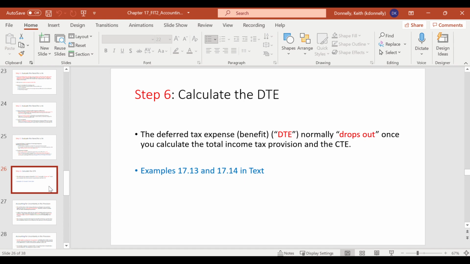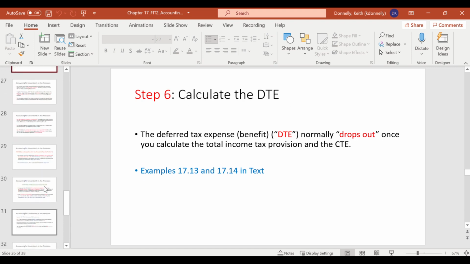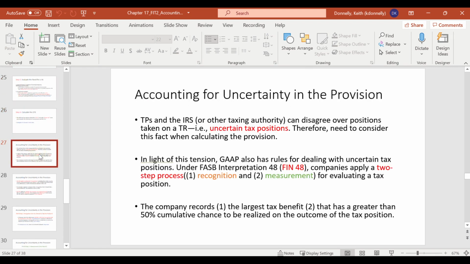So the final step here is the deferred tax expense. This is just going to drop out. We'll look at this. Like I said, I prefer teaching it in lecture 3. This is more giving you the book way of it. So moving on here, after we get through the provision, we talked about what the provision is. We said there are 6 steps to calculate it. In the next lecture, we're going to whittle that down to 3 steps using some different examples.